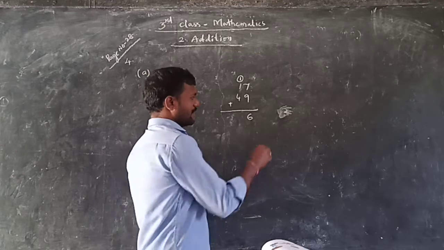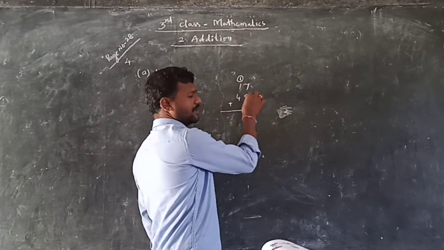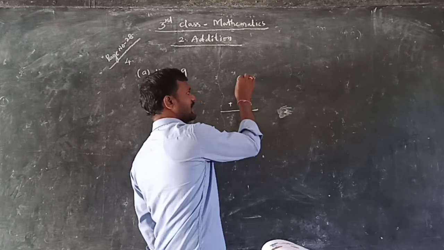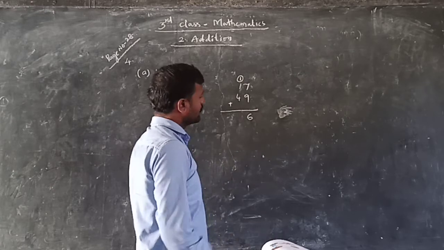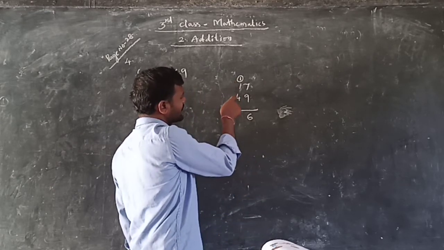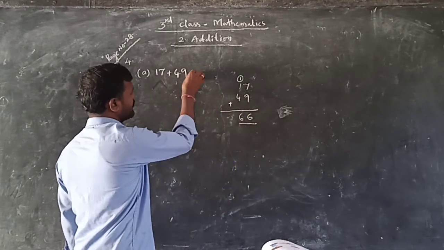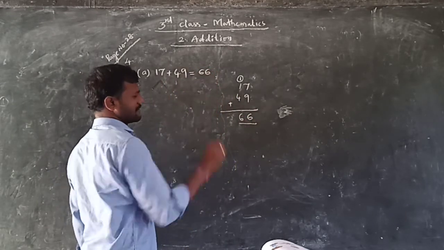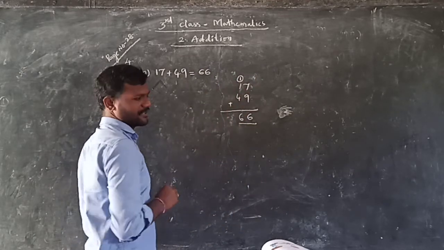Okay, if you get a 2-digit number by adding these two, then what we have to do? Write the first digit here and second digit upon the first one. That is called what? Carry. Now add all these numbers. 1 plus 1, 2, 2 plus 4. 2 plus 4, how much? 6. So what is the sum of these two numbers? 66. Okay, in second class you will enter the additions in this way.